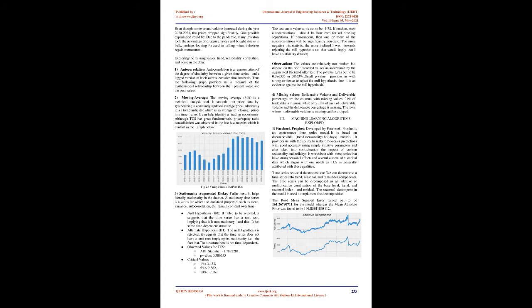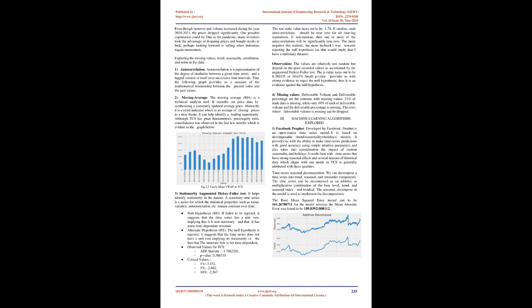4. Missing values. Deliverable volume and deliverable percentage are the columns with missing values. 21% of trade data is missing, while only 10% of each of deliverable volume and the deliverable percentage is missing. The rows where deliverable volume is missing can be dropped.